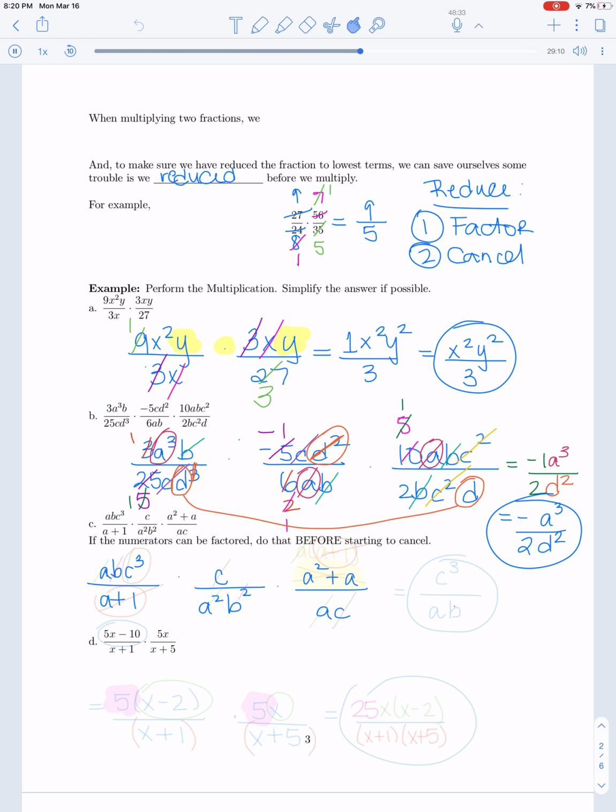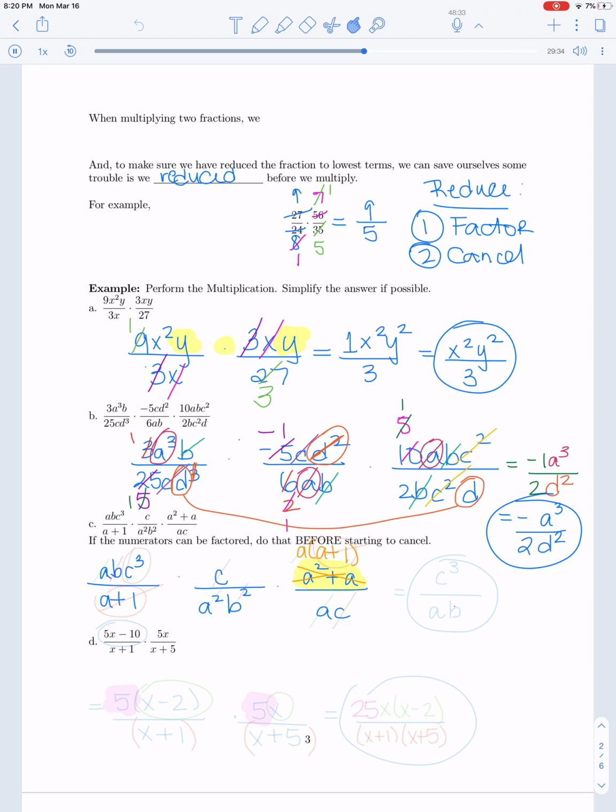Where we run into our issues is this last numerator. That guy can actually be factored. Notice there is a common factor of a in both of those terms, so we can factor out an a. So we're going to replace the a squared plus a with a times a plus 1 because we're going to factor out that a.